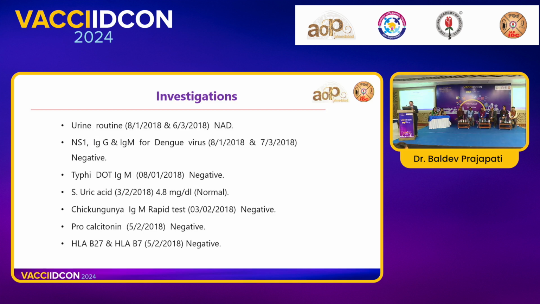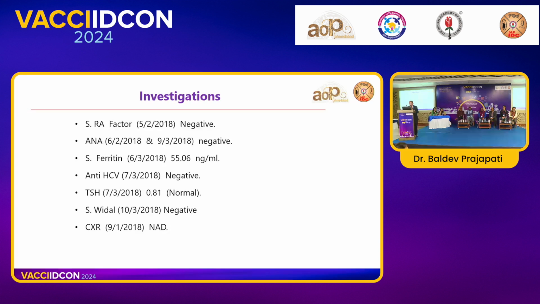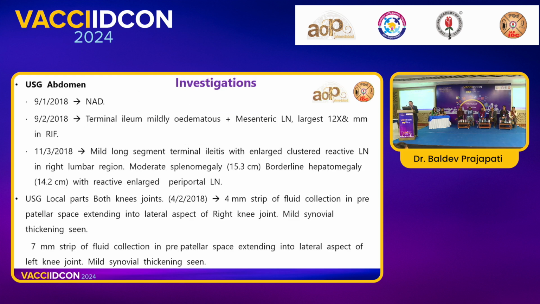Investigations for dengue negative, typhoid IgM negative, uric acid normal, chikungunya IgM rapid test negative, procalcitonin not helping much. Even HLA-B27 was done by the rheumatologist, negative. RF negative, ANA negative, ferritin fortunately not raised, anti-CCP negative, TSH normal, Widal negative, X-ray normal. Even more investigations before somebody asks me.